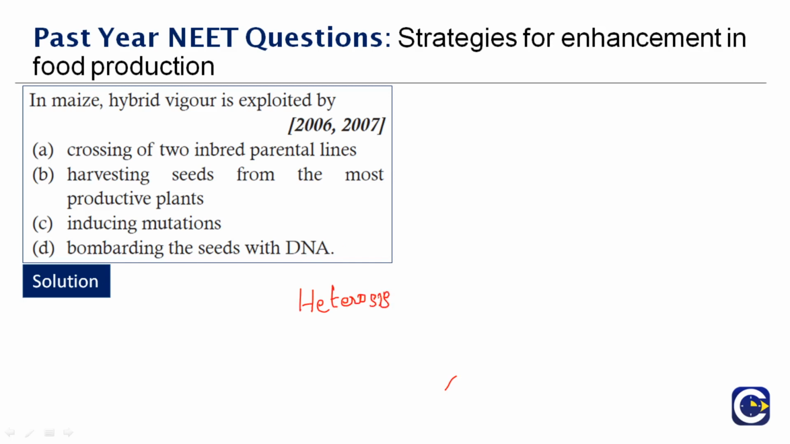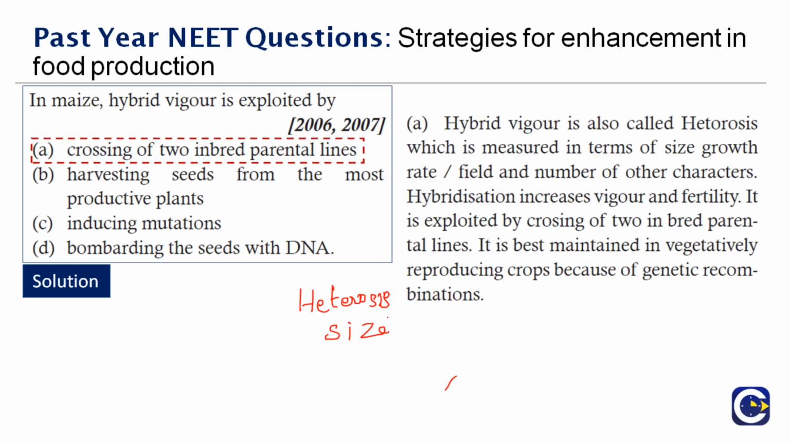The increase in such characteristics, maybe it can be size, growth rate, fertility, or the yield of the hybrid organism over those of its parents. That is, it behaves superior to the parents from which it has been obtained. That is the main point to be noted here. Now I've given you the clue. What do you think will be the answer here? It is the crossing of 2 inbred parental lines, and the characteristics that it shows will be superior to that of the parents. Therefore the right answer to this question is option A. It is best maintained in vegetatively reproducing crops because of the genetic recombinations.